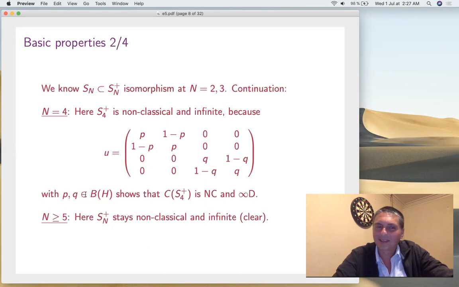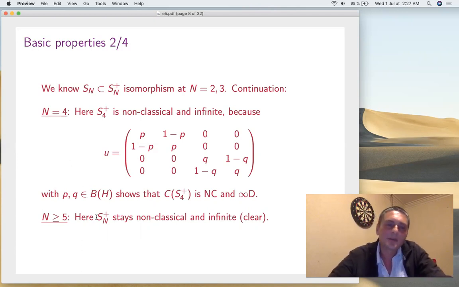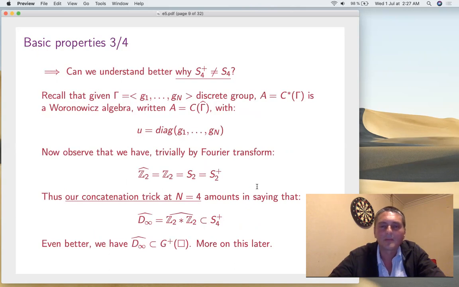So this is quite interesting. I mean, quantum permutations exist starting from 4. They are non-classical and infinite. You see how you have your 4 points there, and yeah, that's life. There are an infinity of quantum permutations of them. Very interesting. Of course, this remains true at n greater than 5 because I can always add here a tail of 1s. It stays magic. So very nice, this exists starting from 4.